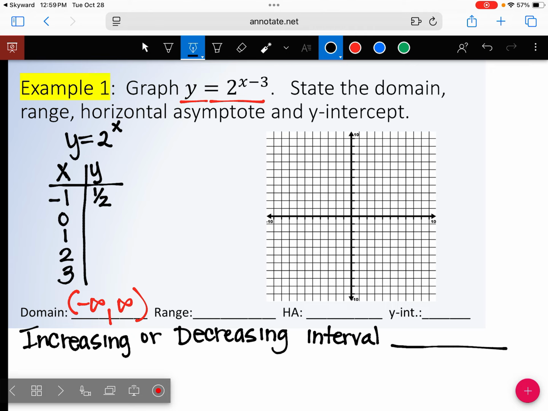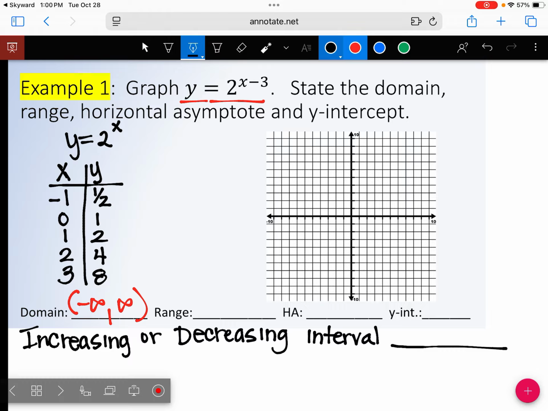Anything to the power of 0 is what? 2 to the power of 0 is what? 1. 2 to the first, 2. 2 times 2, 4. 2 times 2 times 2, 8. That's my parent.